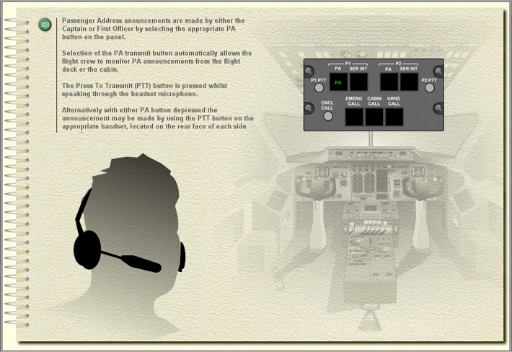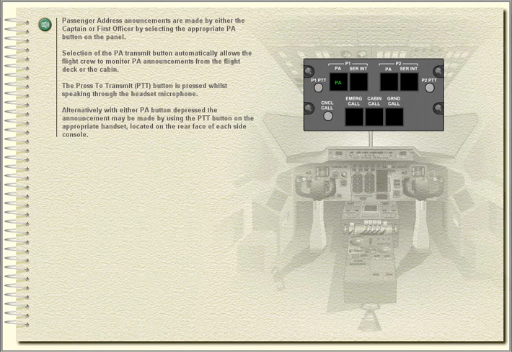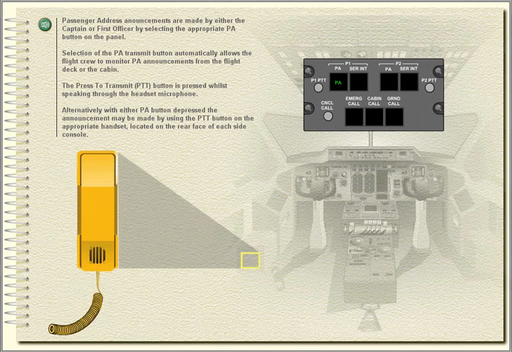The Press to Transmit button is pressed while speaking through the headset microphone. Alternatively, with either PA button depressed, the announcement may be made by using the Press to Transmit button on the appropriate handset, located on the rear face of each side console.